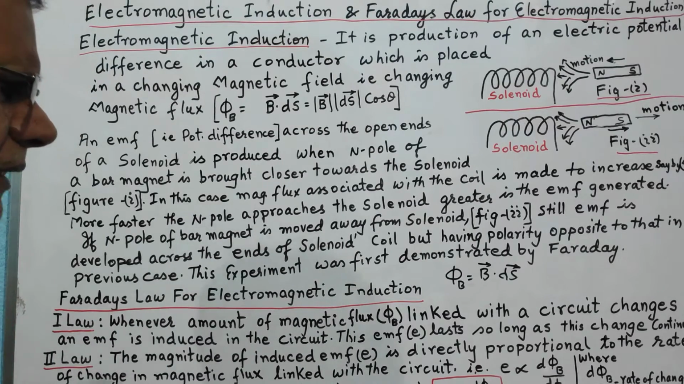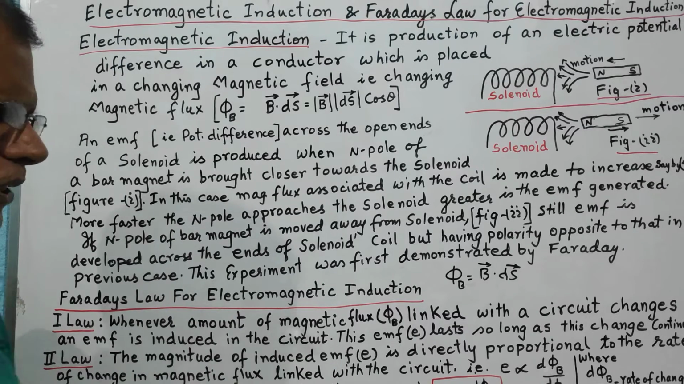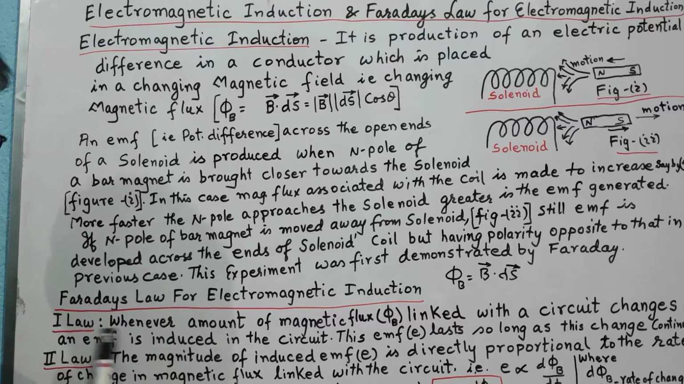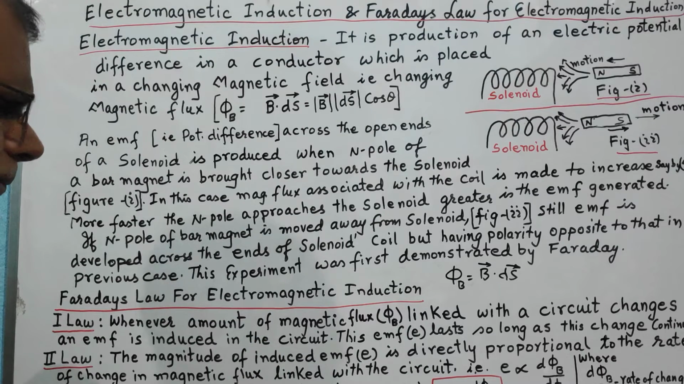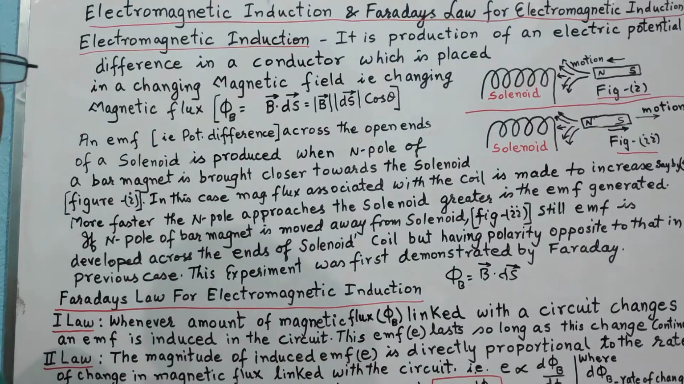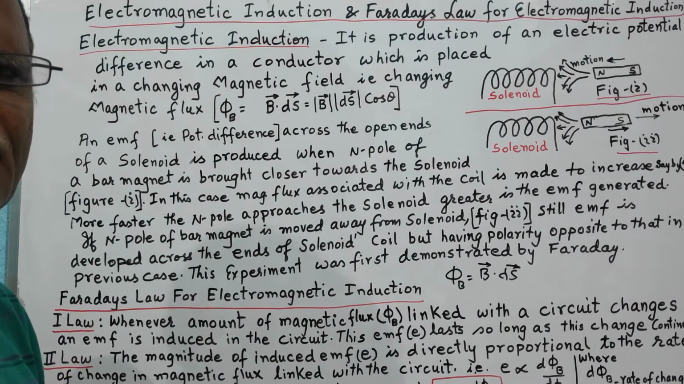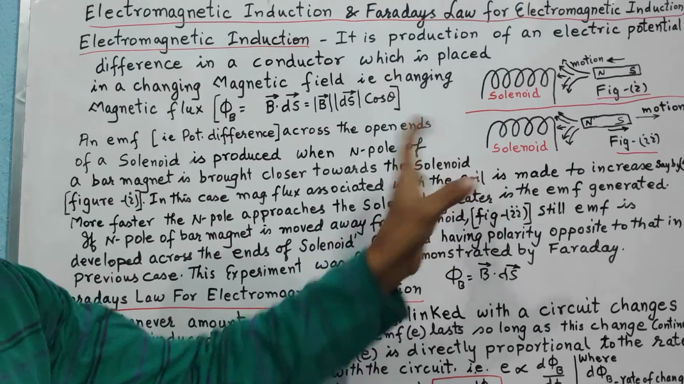These facts were observed by Faraday, and he compiled all his observations in the form of two laws, which are known as Faraday's laws for electromagnetic induction. The first law says that whenever the amount of magnetic flux linked with a circuit changes, an EMF is induced in this circuit. This EMF lasts so long as this change continues. It means so long as the change in magnetic flux continues, the EMF survives. The moment the change in magnetic flux stops, the EMF also vanishes.